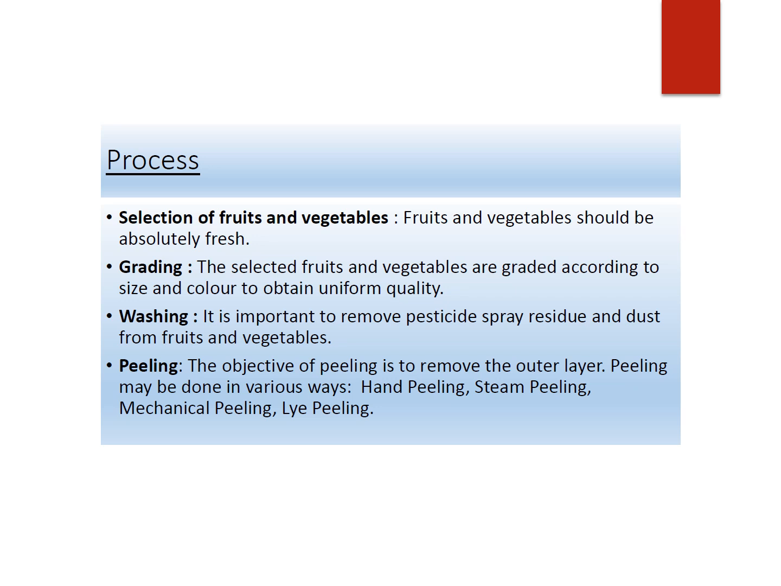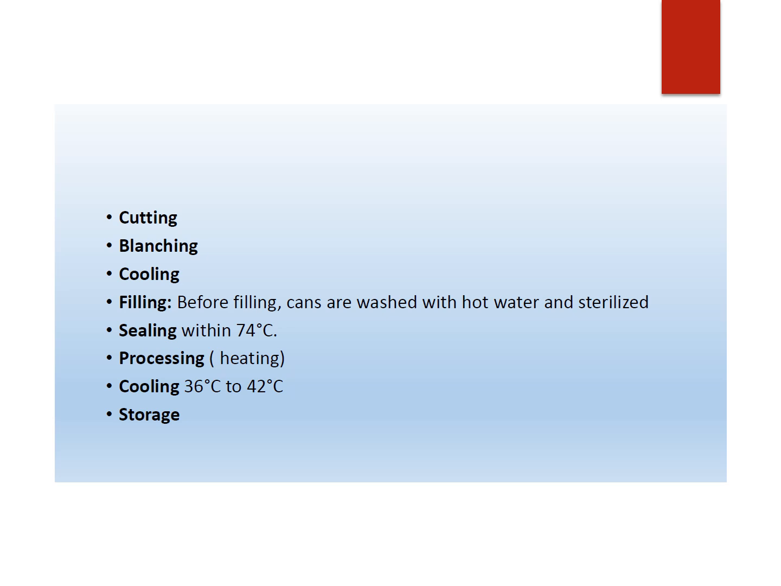Peeling. The objective of peeling is to remove the outer layer. Peeling may be done in various ways: hand peeling, steam peeling, mechanical peeling, light peeling. So these are the processes for fruits and vegetables. Then cutting, blanching, cooling, filling, sealing, processing, cooling and storage. These are the various steps.